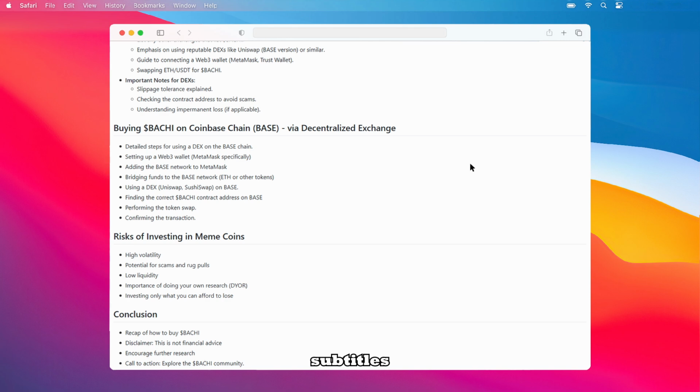To wrap things up, let's quickly recap the steps we covered for buying BACHI. Remember, this is not financial advice, and it's crucial that you conduct thorough research before making any investment decisions. We highly encourage you to delve deeper into the project, understand its fundamentals, and assess your own risk tolerance. Finally, take some time to explore the vibrant BACHI community to get a feel for the project and connect with other enthusiasts.